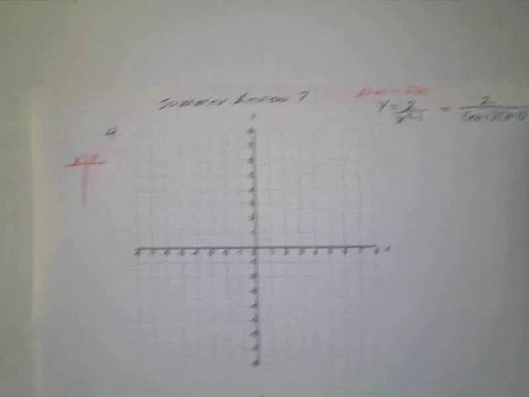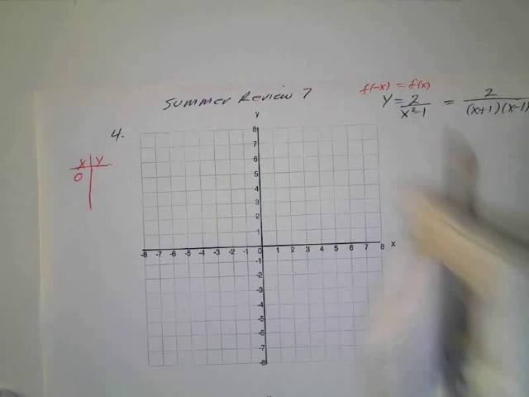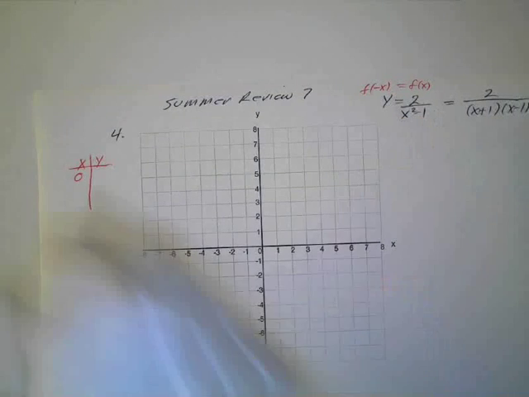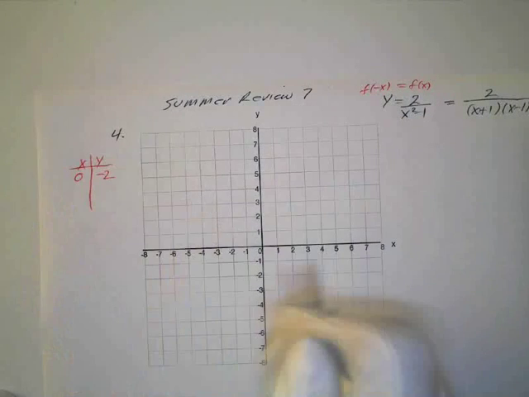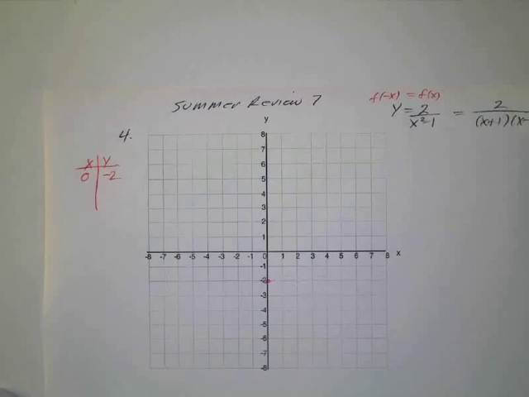Okay, so let's check some intersection points. First of all, let's see what happens when x is 0. So I put 0 in here, and 0 minus 1 is negative 1, so I got 2 over negative 1, so I got negative 2. So I know the point 0, negative 2 is on my graph, so I'll put that right there.